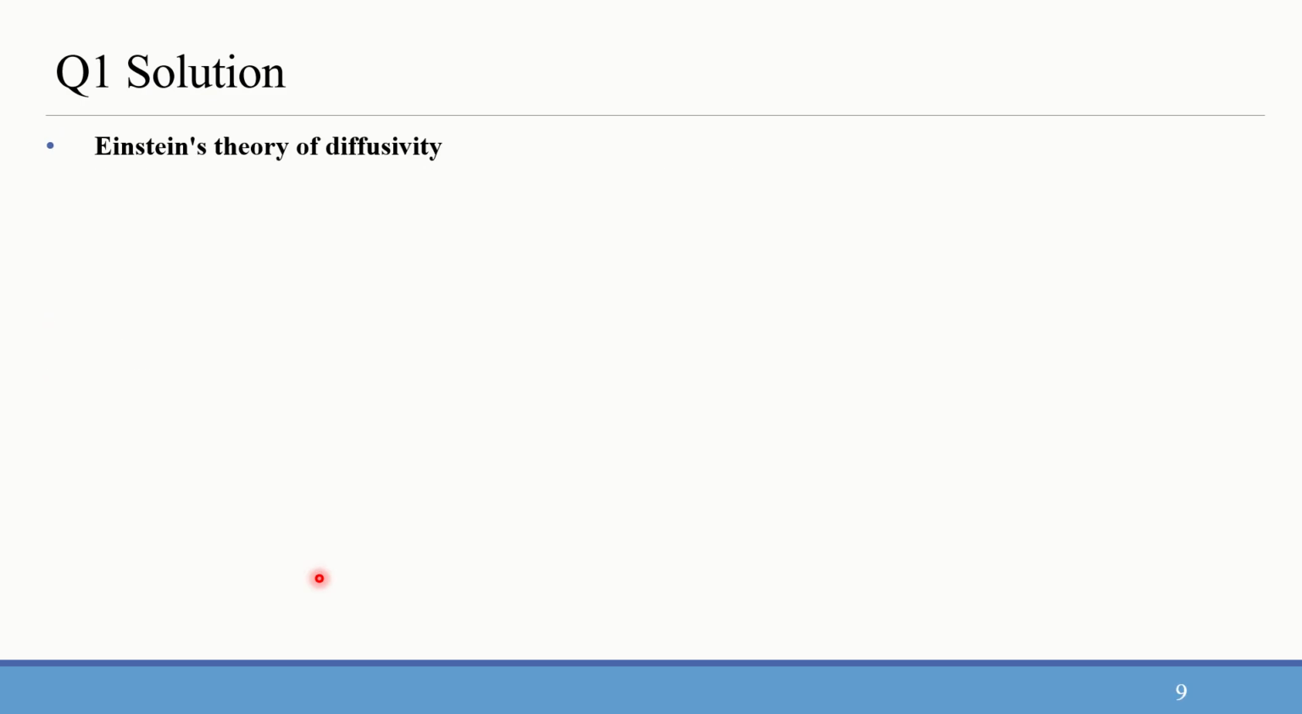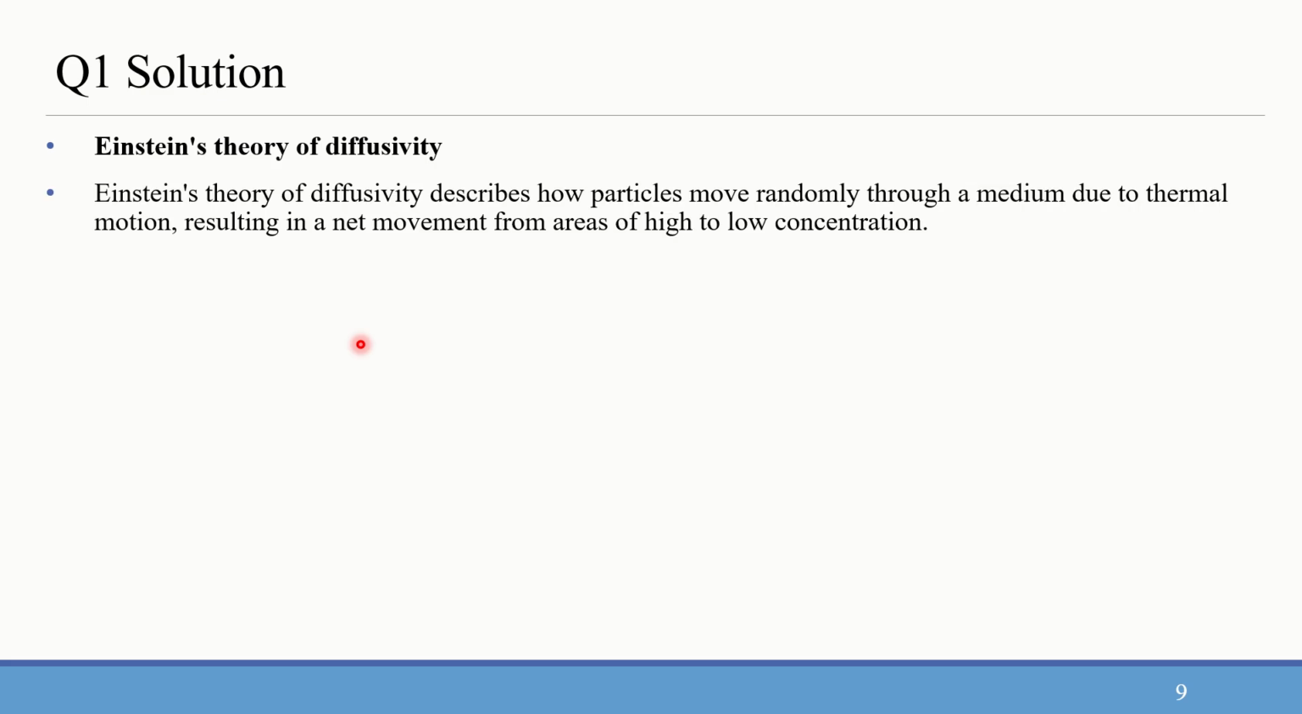And the fourth one we have is Einstein's theory of diffusivity. Einstein's theory of diffusivity describes how particles move randomly through a medium due to thermal motion, resulting in net movement from areas of high to low concentration. So when there is heat, it results in the motion of particles, and the net movement is from areas of higher concentration to areas of lower concentration. Like we all would have studied, right? To maintain equilibrium, it moves from higher to lower.